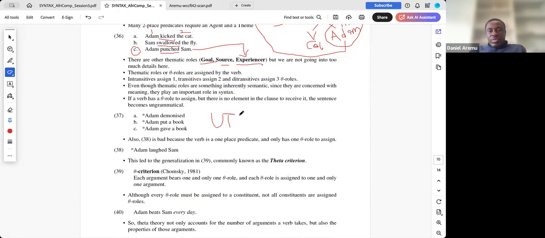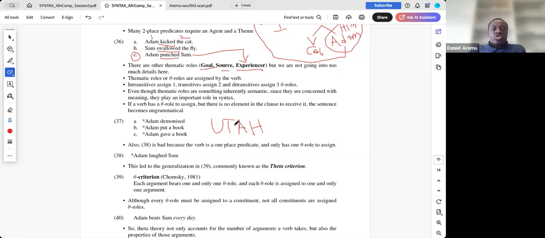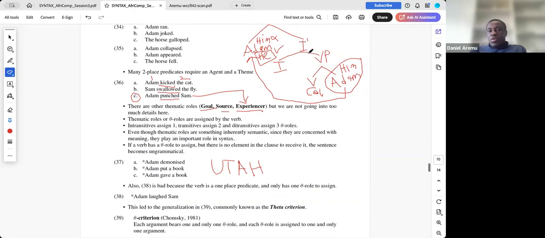It's called UTAH, and you have probably seen it somewhere, and that will probably help to explain that question. UTAH stands for the Uniformity of Theta Assignment Hypothesis. What it says is that different positions in the structure actually come with different theta roles. So there are positions that some theta roles cannot occupy. For example, the theme is usually assigned in the complement of the verb, like what we have here.